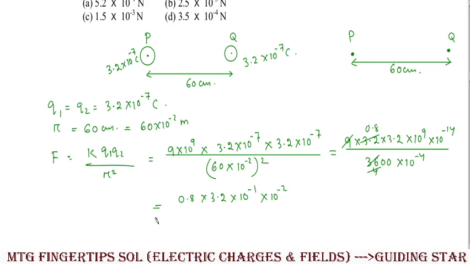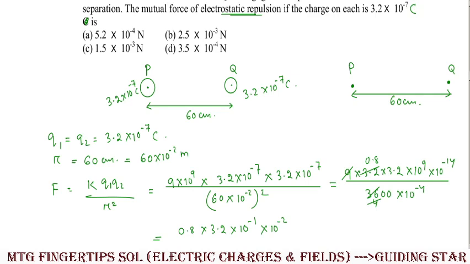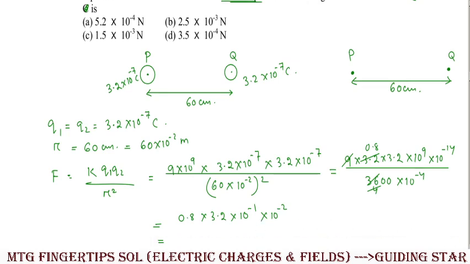So finally how much will we get? We will get 0.8 into 3.2, that means 8 into 32, which is 256, divided by 100, that means 2.56. So it will be 2.56 into 10 to the power minus 3 Newton. This will be the final answer. So option B will be the correct one.